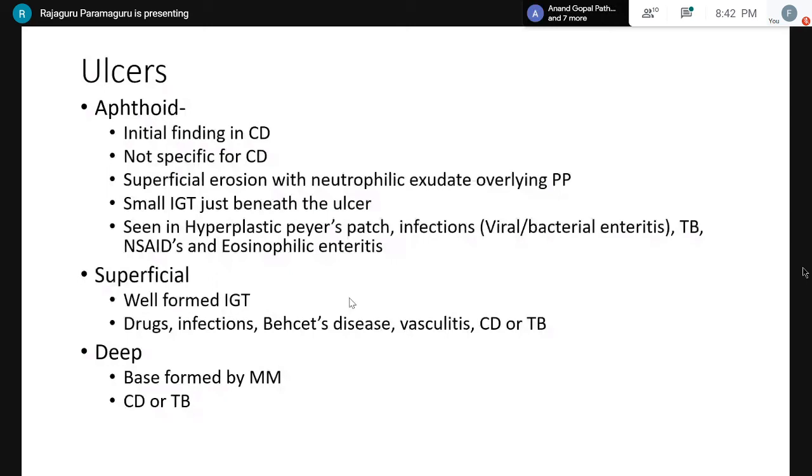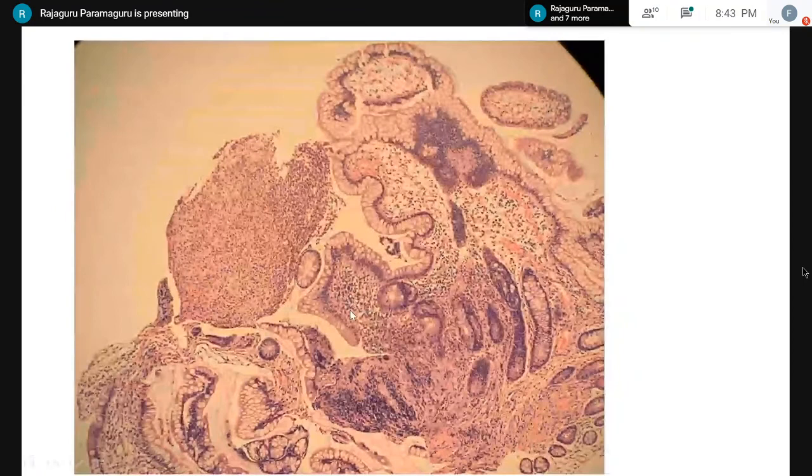It does have significance. Though we cannot give a confirmatory diagnosis of Crohn's disease without other supporting evidence, we'll have to keep in mind that there is something serious going on. So this is an example of an aphthous ulcer where you see superficial erosion, surface ulceration with a lot of thick neutrophilic exudate with fibrin. It almost looks like pseudomembranous colitis, right? But it is not. This is the terminal ileum.